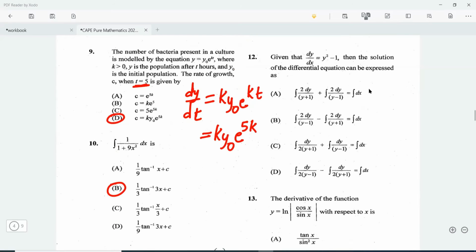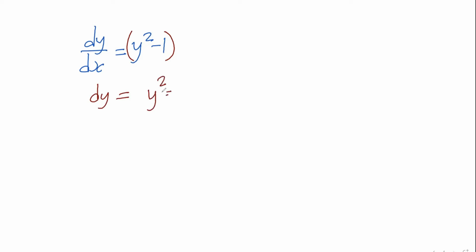Number 12, given that this is a differential equation, the solution can be expressed as: if dy by dx is equal to y squared minus 1, let's do that on the whiteboard. We're not going to solve it, we just want to prove what the solution can be equal to. They tell you dy by dx is y squared minus 1. Now you see this? Think of y squared minus 1 as being in brackets. You can cross multiply to get dy is y squared minus 1 times dx.